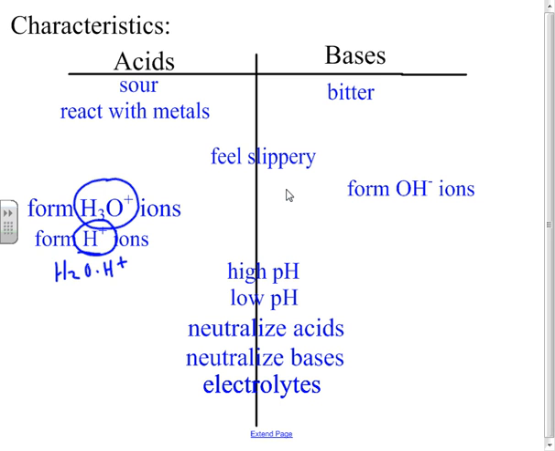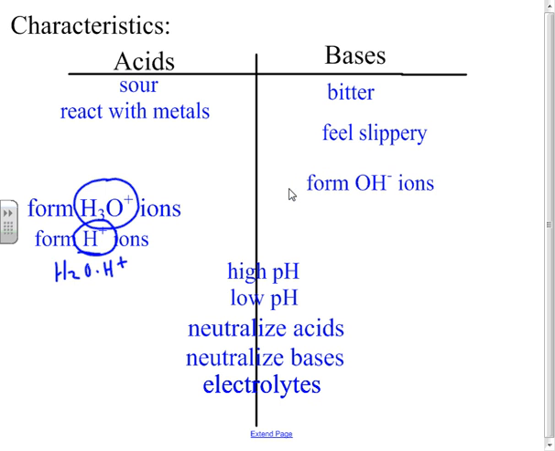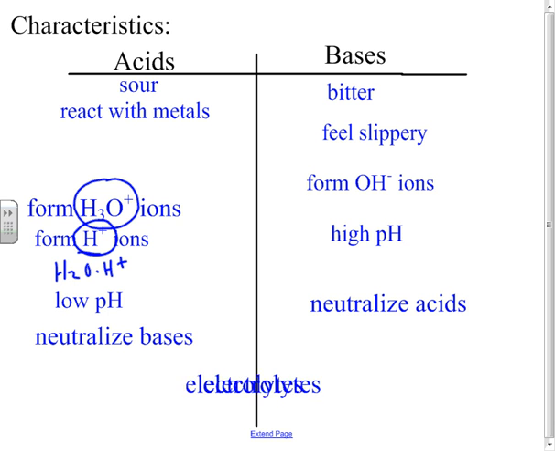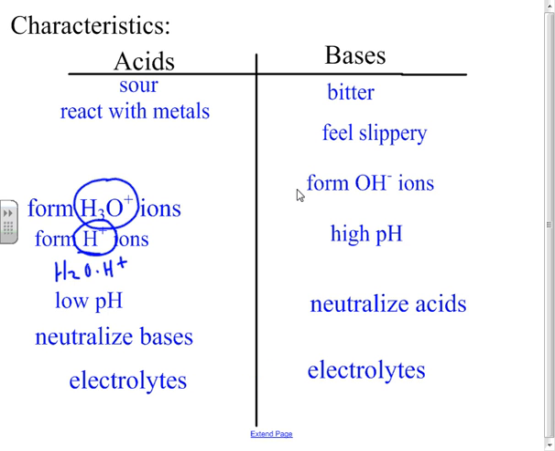Acids react with metals. We've done a lot of labs with acids and metals. Bases feel slippery. We've done labs with bases that make them feel slippery. I tell you to wash your hands anytime you feel that slipperiness when we are working with bases. Bases have a high pH, whereas acids have a low pH. Bases can neutralize acids just as acids can neutralize bases. And both of these are electrolytes, that is, they are things that will conduct electricity when dissolved or melted.